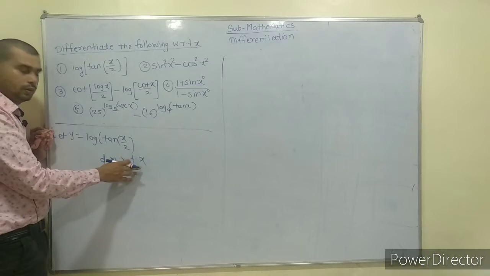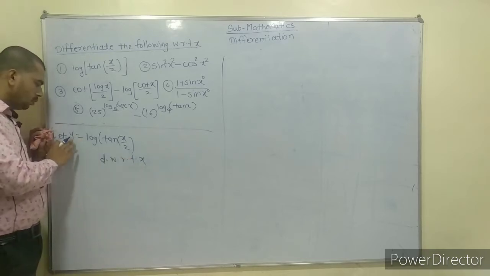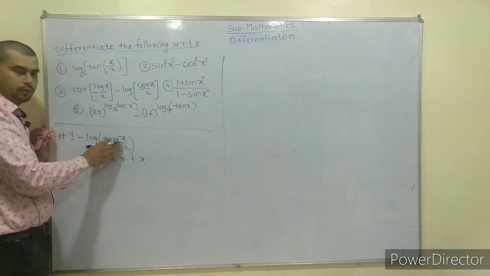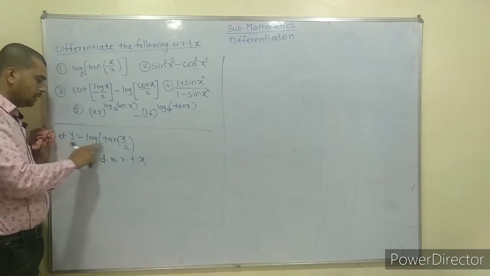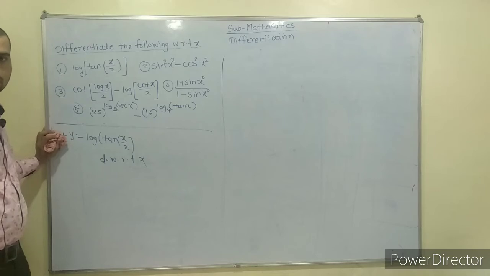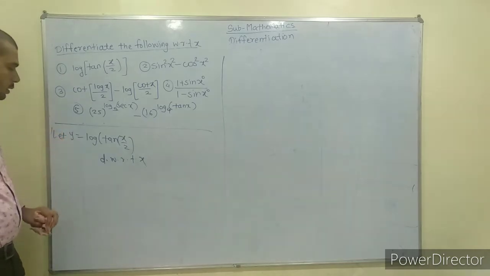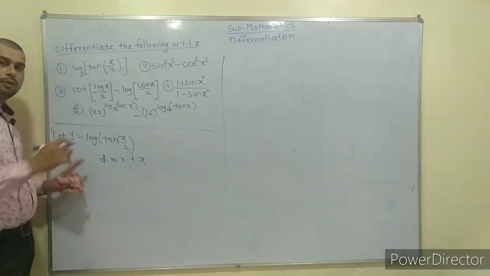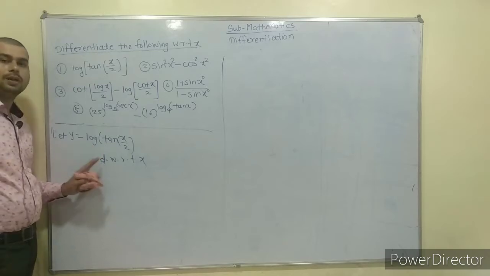Differentiating with respect to x. आपलं फंक्शन काय आहे? y equal to log of tan x by 2. म्हणजे दोन फंक्शन आहेत, एक tan आहे आणि एक log. म्हणजे log tan ला अप्लाय केलं म्हणजे फंक्शनचा टाइप आहे composite function. This is a composite function and we have to use chain rule to solve this function.